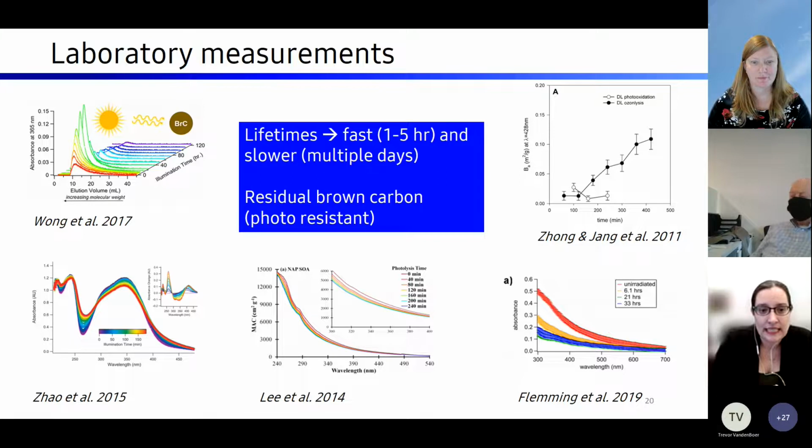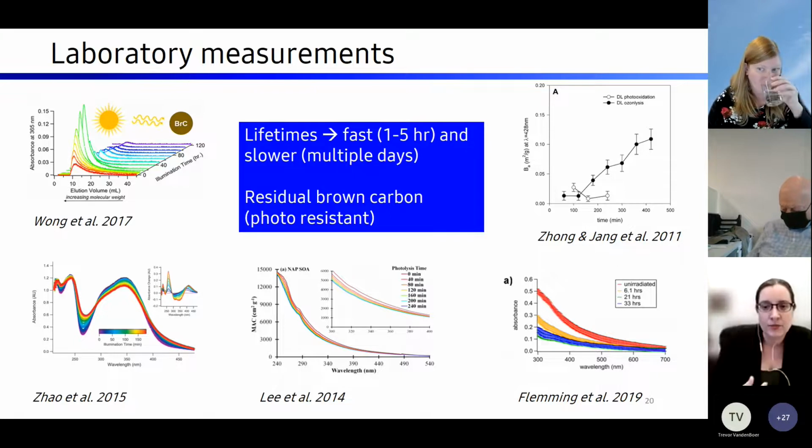And this is the Fleming et al. paper from 2019. A lot of these are also reporting some residual brown carbon. I'm going to be calling this photoresistant brown carbon. So this is material that is able to absorb light that is in the troposphere, but it's maintaining its color for a long time. It is resisting photobleaching in the atmosphere. So this is what we have from the laboratory side.